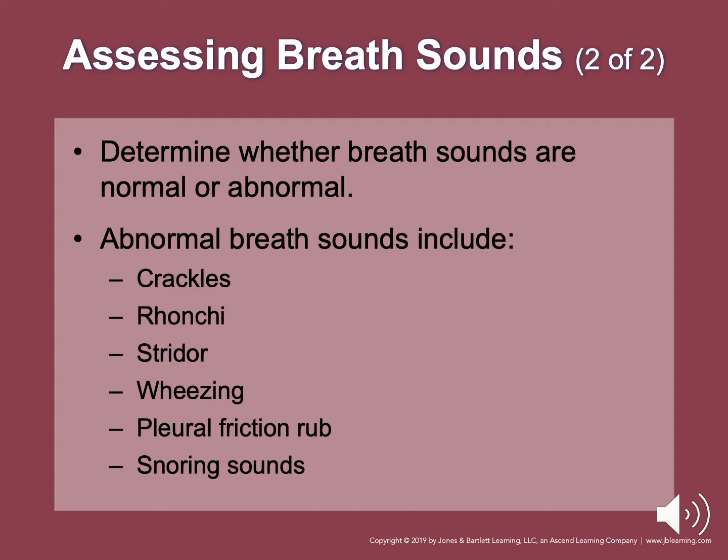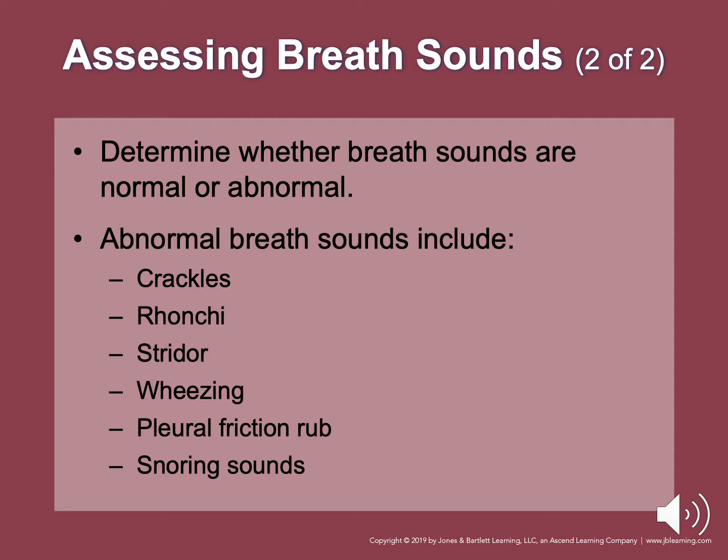Crackles are fine crackling sounds of air trying to pass through fluid in the alveoli. Rhonchi are lower pitched sounds caused by secretions or mucus in the larger airway. Stridor is a high-pitched sound heard on inspiration as air tries to pass through an obstruction in the upper airway. Wheezing is a high-pitched whistling sound typically heard on expiration that indicates constriction or inflammation in the bronchi. A pleural friction rub is a squeaking or grating sound that occurs when the pleural linings rub together. A snoring sound indicates a partial upper airway obstruction.